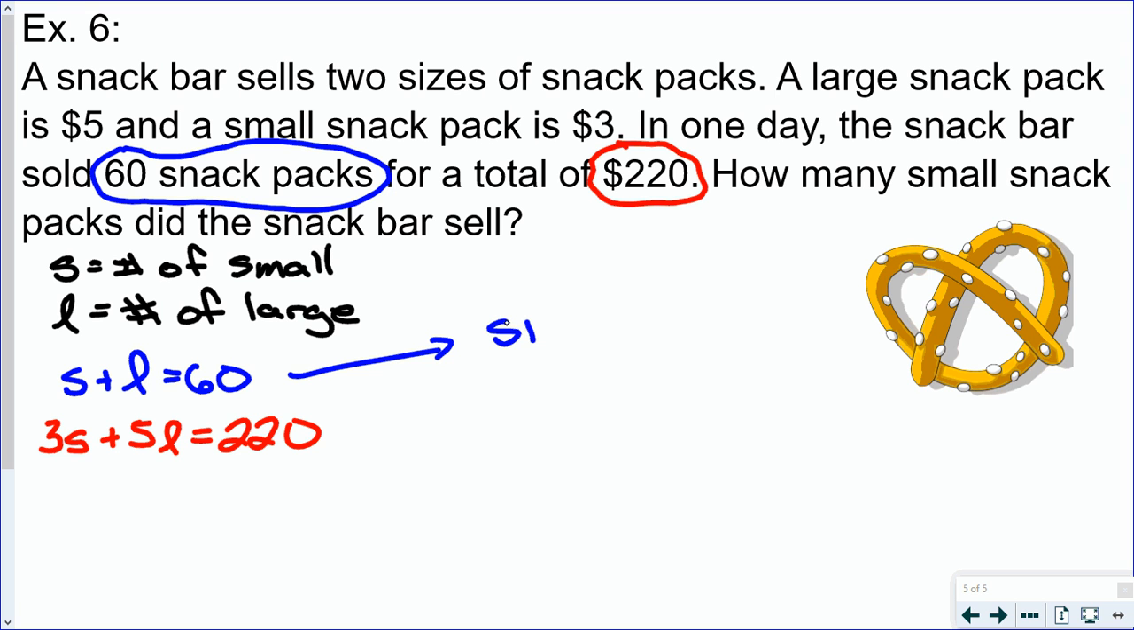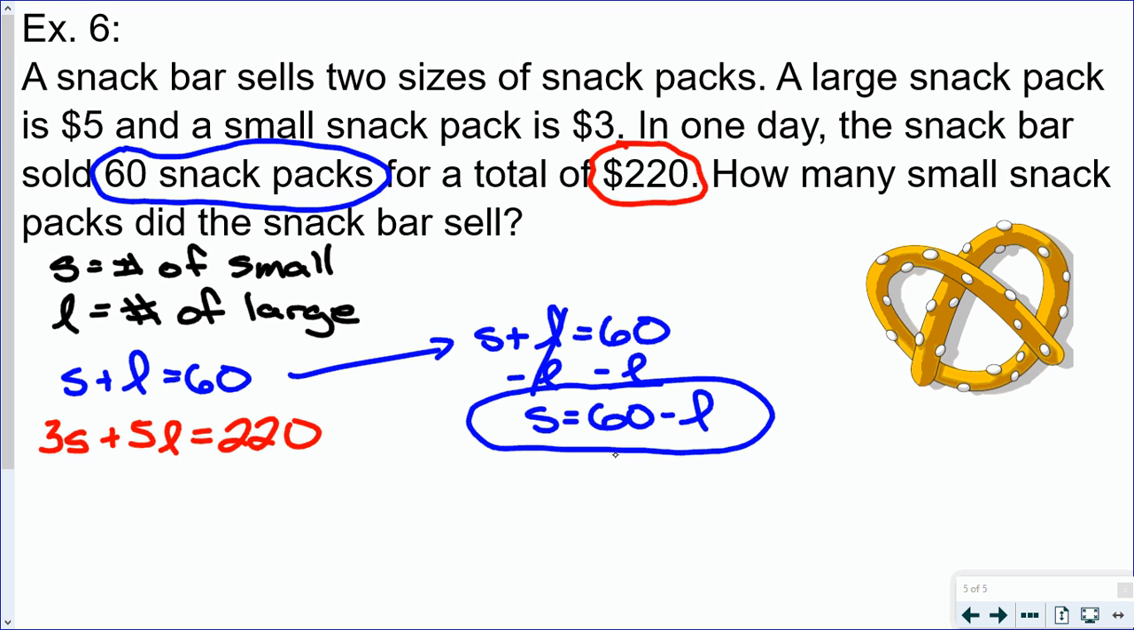So I'm going to rewrite it over here, give myself room to work. S plus L. Oh my goodness, I can't write. That's what happens when you... S plus L equals 60. So I'm going to subtract L from both sides. So what I get is S equals 60 minus L. Now I have something I can substitute. So I'm going to take this and I'm going to replace S in this equation with 60 minus L.